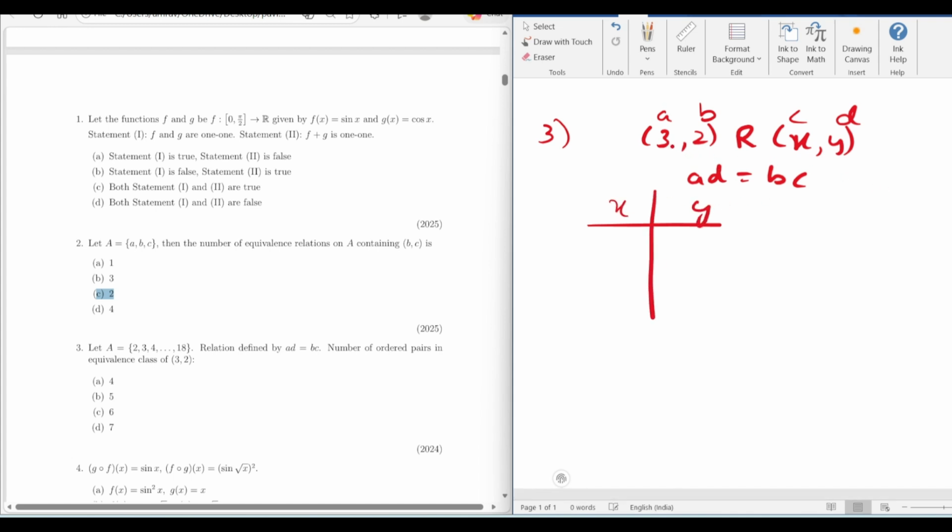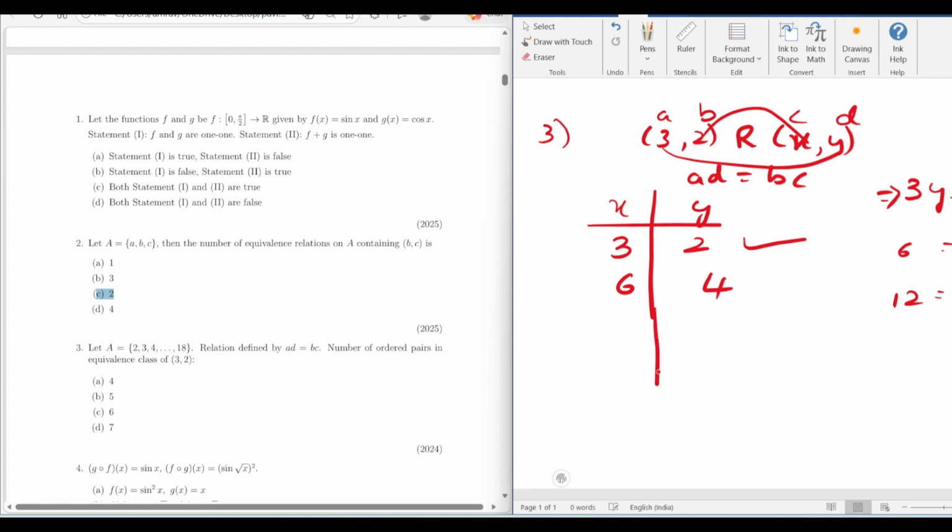Now you could see here AD equals BC, that means 3y equals 2x. Let me consider the values of x and y as (3, 2). If you substitute here, 3 twos are 6 and 2 threes are 6. They both are equal, so (3, 2) is correct. Next let me consider (6, 4). 3 fours are 12, 2 sixes are 12. So here also you are getting the same answer.